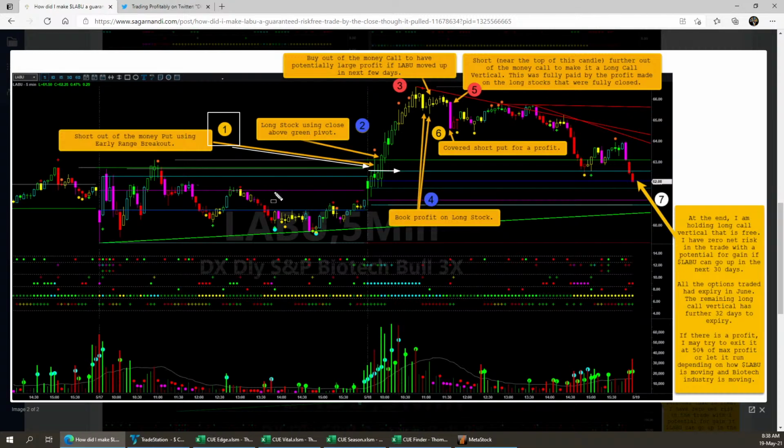That's my first order. Then I saw it easily broke above previous day's high, the green pivot resistance. So I thought, okay, it is moving up very fast. Why don't I increase my profit potential? Selling premium is not going to give me good money. Premiums are fat, but still not a lot. So I bought the stock, added to my position. That was my second order.